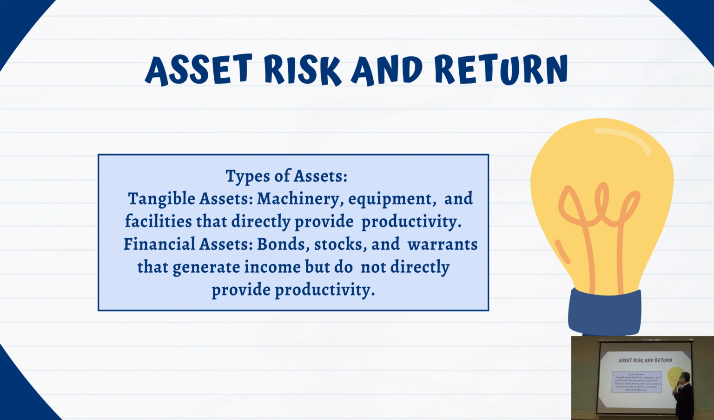Different assets have different returns. Tangible assets like machinery, equipment, and facilities, the right to provide productivity, have their return. Financial assets like bonds, stocks, and warrants will generate income. They will also have their risk and return.